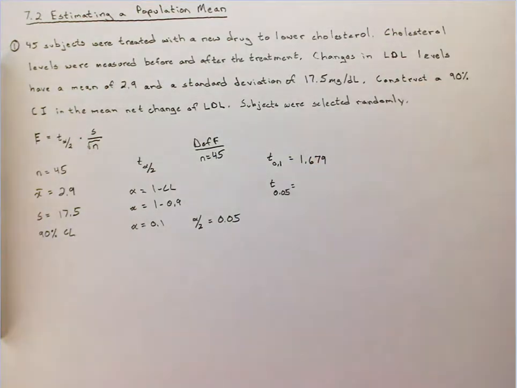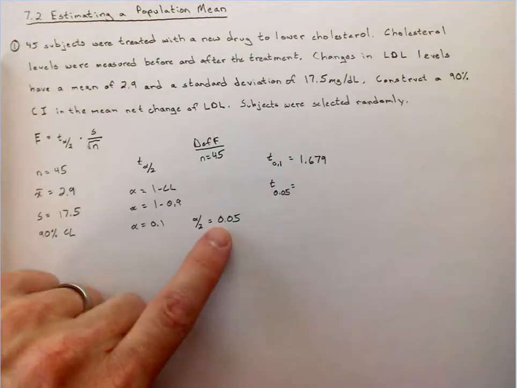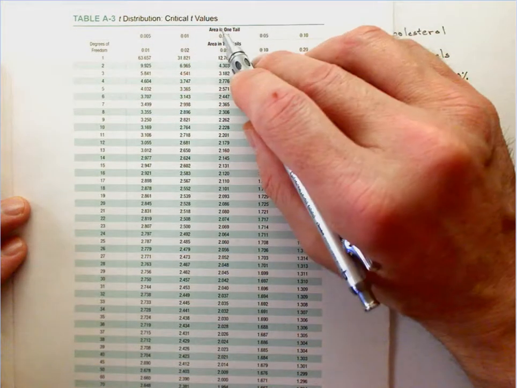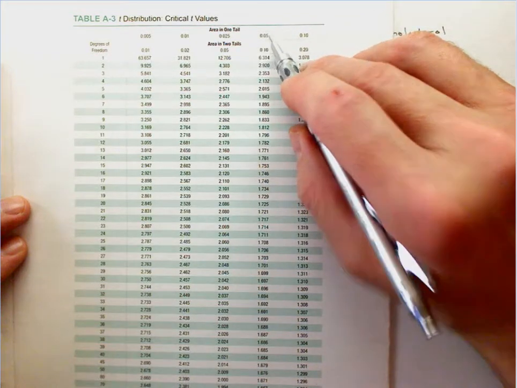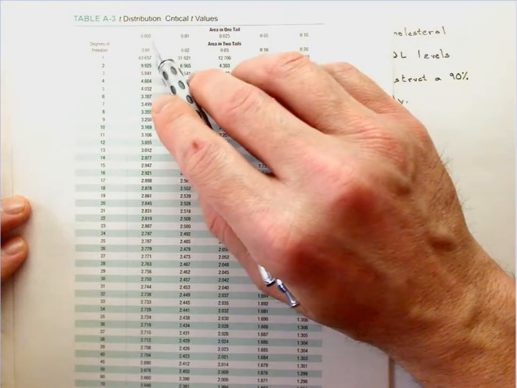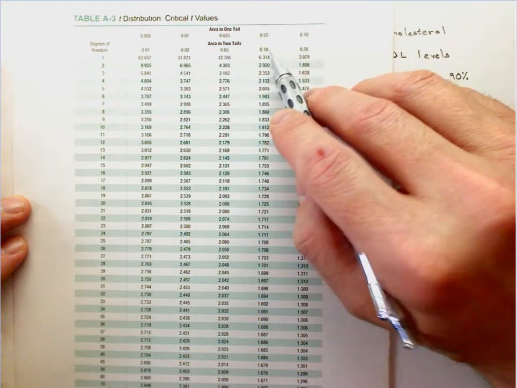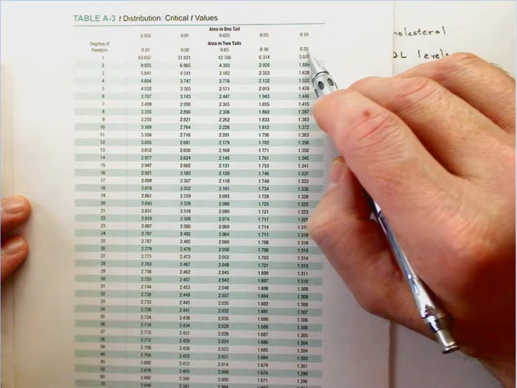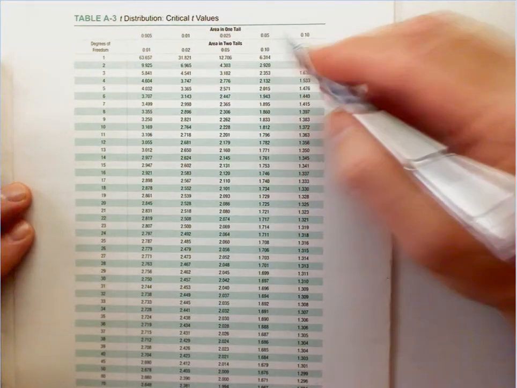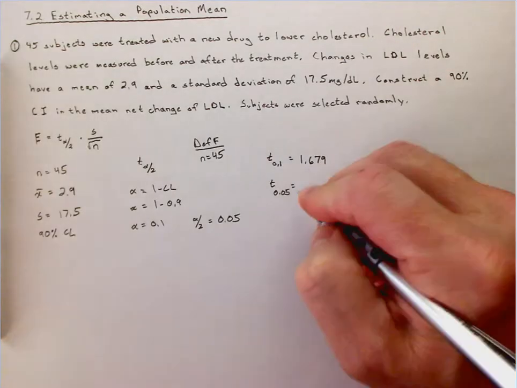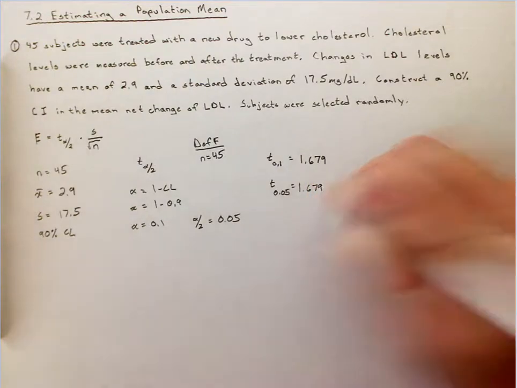1.679. But one thing to do in math is, if you're just comfortable with always dividing alpha by 2, then go ahead and do it. You can look that up. So 0.05, area in one tail. And see, each one of these values up here, area in one tail, is half of the area underneath it. So same column, same degrees of freedom, 1.679. You'll get the same score, so you can look it up either way.